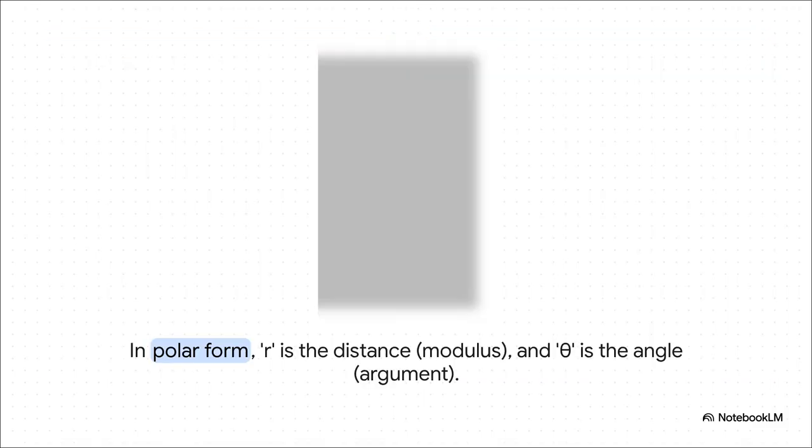That distance r is just the length of the line from the center out to our number. Its fancy name is the modulus. And theta is just the angle of that line. Its fancy name is the argument. Same location, two totally different ways to talk about it.